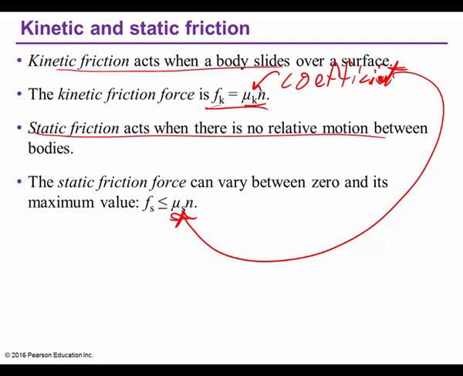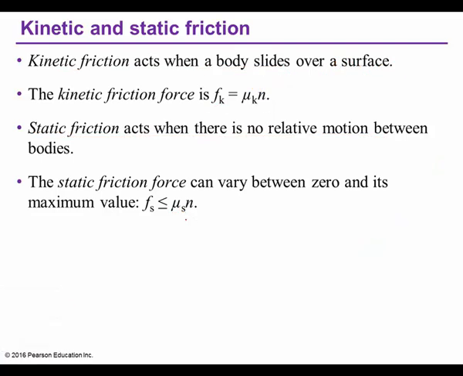So here's an equation. Notice they're the same. The only thing that's different about them, of course, is your coefficient is going to be different. And notice this right here, equal to or less than. This is always equal to. Coefficients of kinetic friction are lower than mu of S.